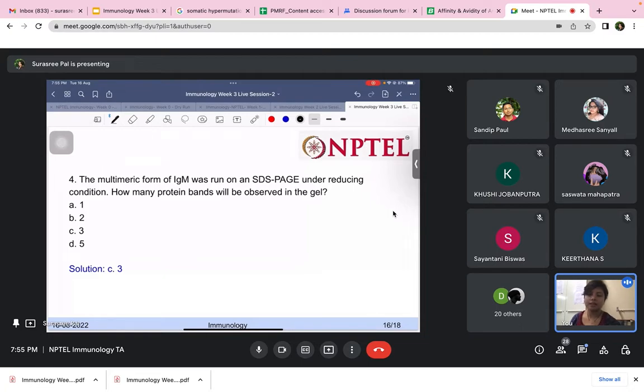How many chains are there in an IgM? There will be 2 light chains and 2 heavy chains, right? And when we run the multimeric form of IgM on the SDS page, 3 bands will be observed on the gel.